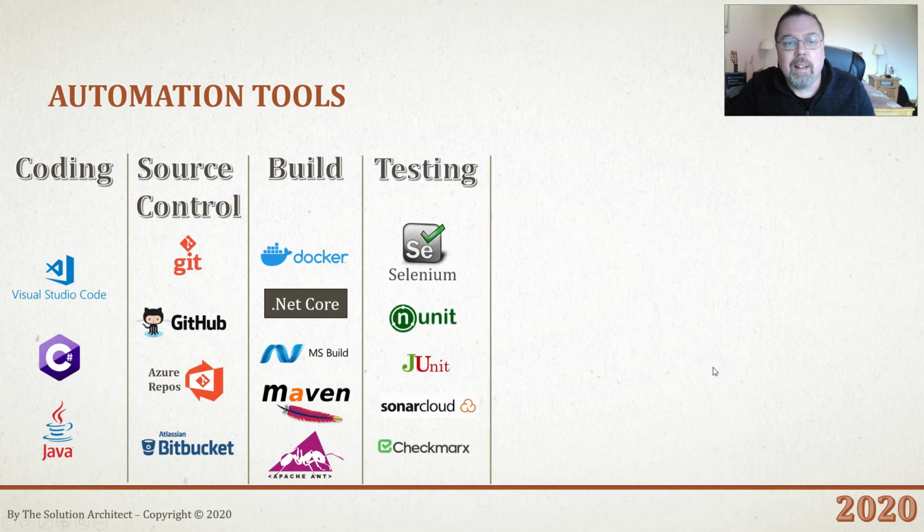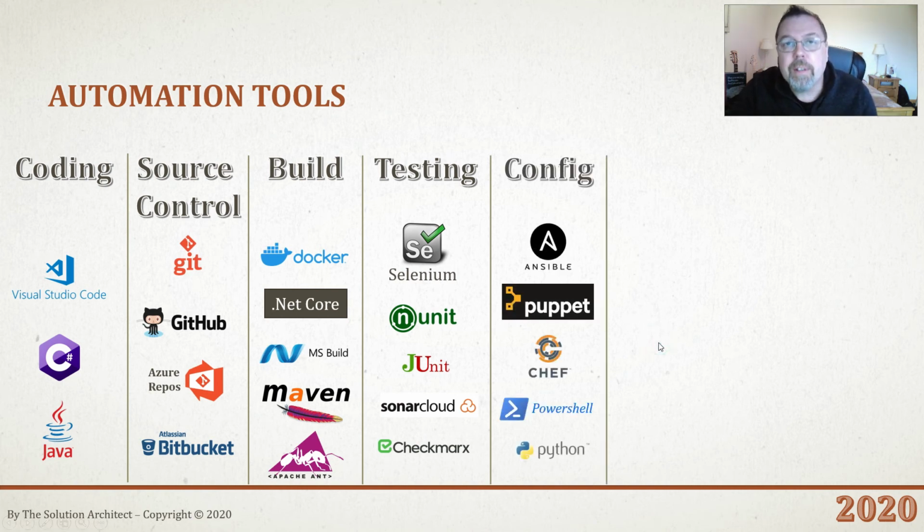The next is testing. I want to emphasize the importance of having automated tests, because what you're trying to do with automation is eliminate any human errors. So it's very important to select the right tools. I don't have everything in here. I just want to show you Selenium for UI testing, NUnit for testing C# components and applications, JUnit for Java applications, SonarCloud for code quality checks. You can use SonarQube as well. And then Checkmarx for any security vulnerabilities that might be in your code.